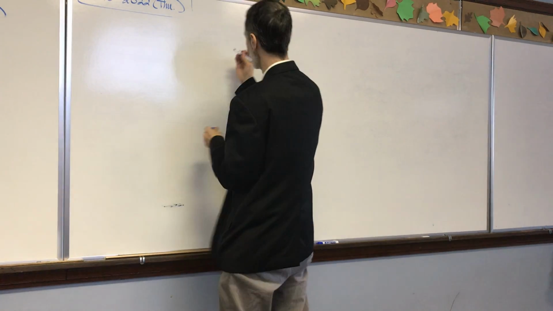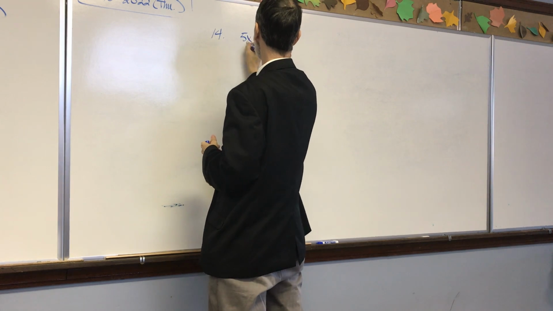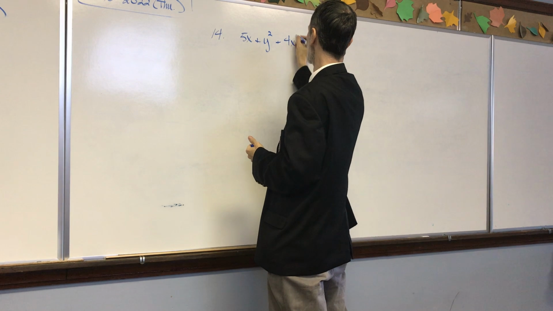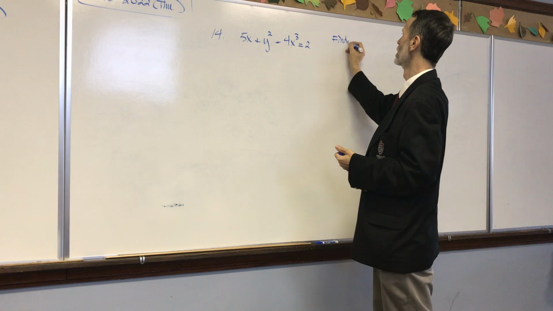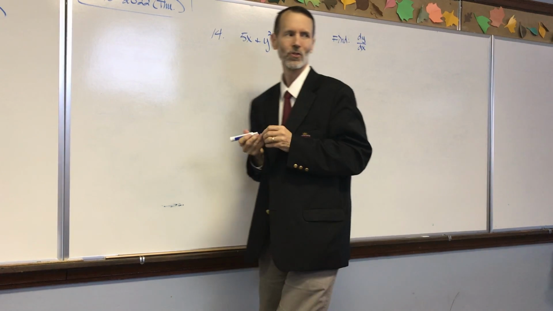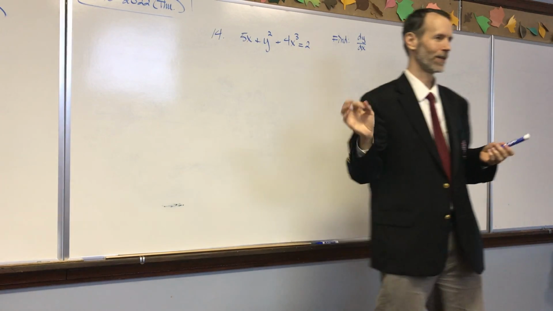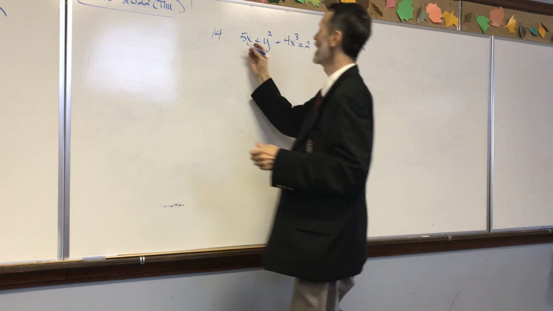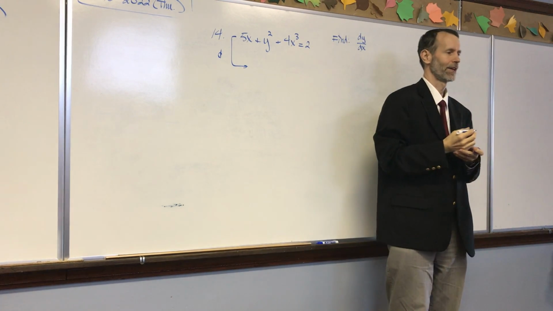Okay, implicit differentiation. 14 looks like this. 5x plus y squared plus 4x cubed equals 2. And they want you to find dy over dx. So what do you do first? What does d mean when you're doing dy or dx? Take the derivative. Derivative, exactly. Take the derivative as it is, just leave the dx's and dy's lying around.